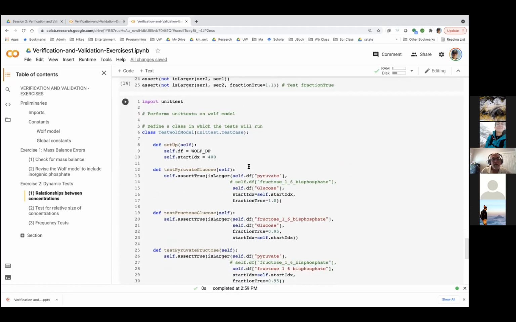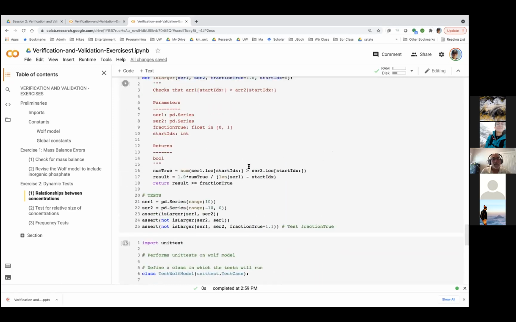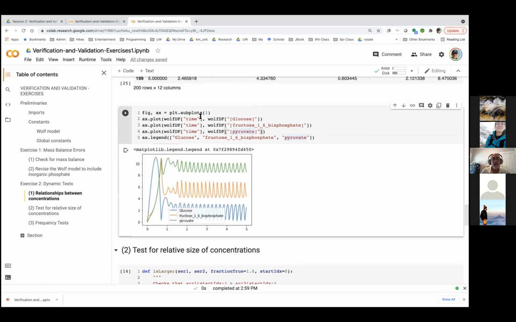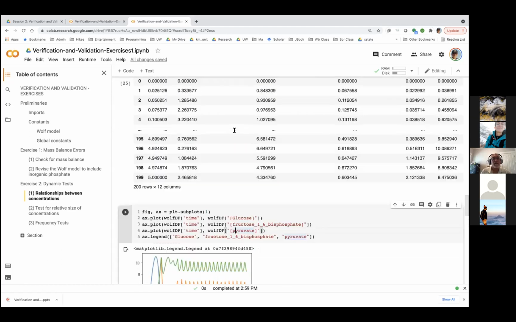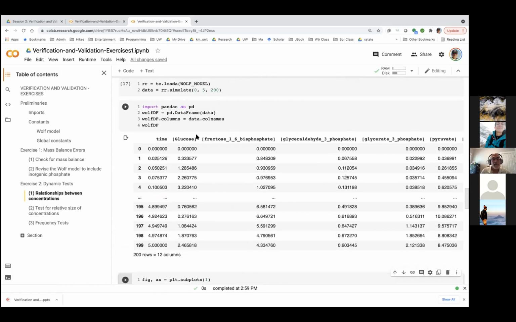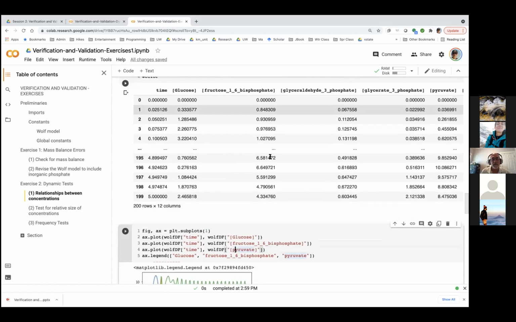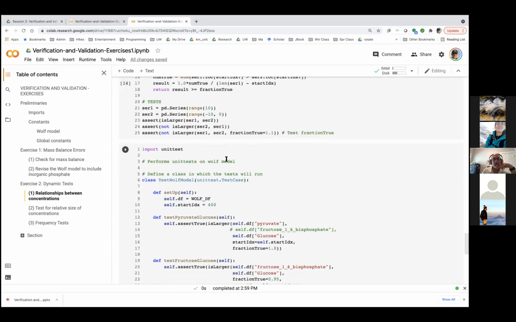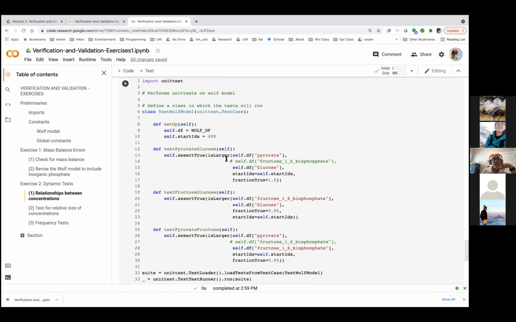Okay, so here's how I structured the test. This test, is larger, takes a series. A series is what you get when you take a slice out of a data frame. So if I say I just want the glucose column from the data frame, that's what's called a series. The entire thing is a data frame and each one of these columns is a series. So is larger, the way I wrote it, takes one of those slices, a series, and does its comparisons on that. And then here's the actual unit test itself.